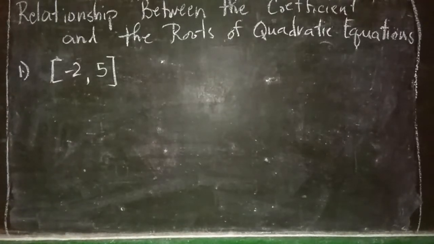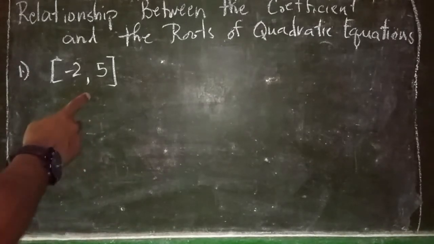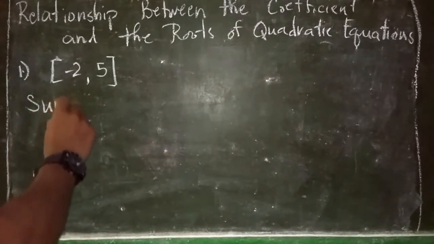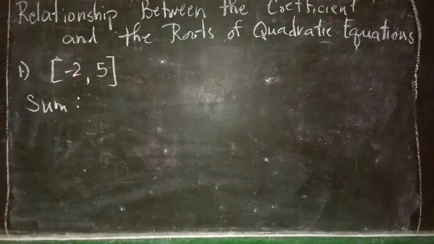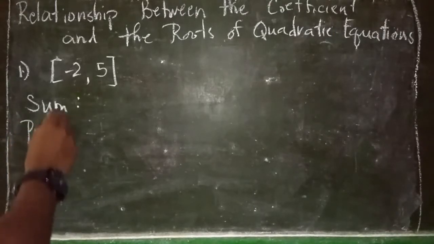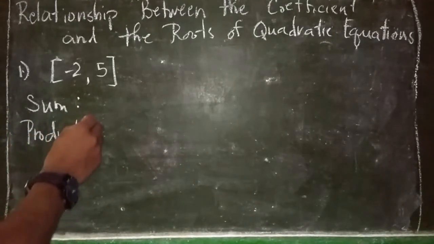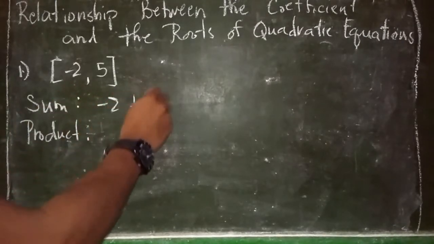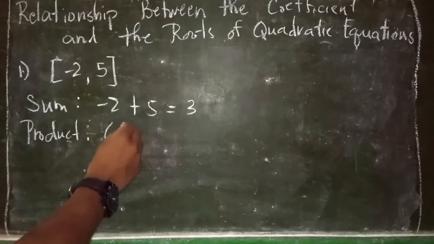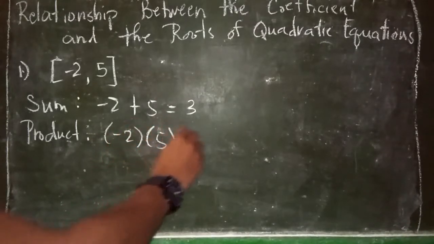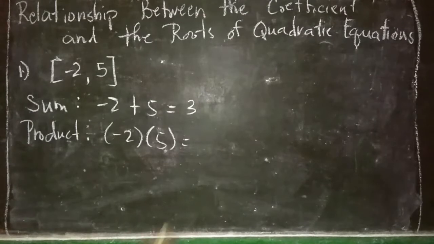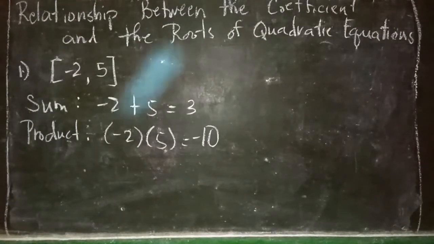Okay. So, kailangan muna nating hanapin yung kanilang sum. Ano yung kanyang sum? Okay. When we are talking about sum, that should be the total or the operation between the two numbers would be addition. Then yung product, okay, we will be multiplying the numbers. So sum -2 plus 5, that is 3. Then yung product natin, -2 times 5, that is -10.